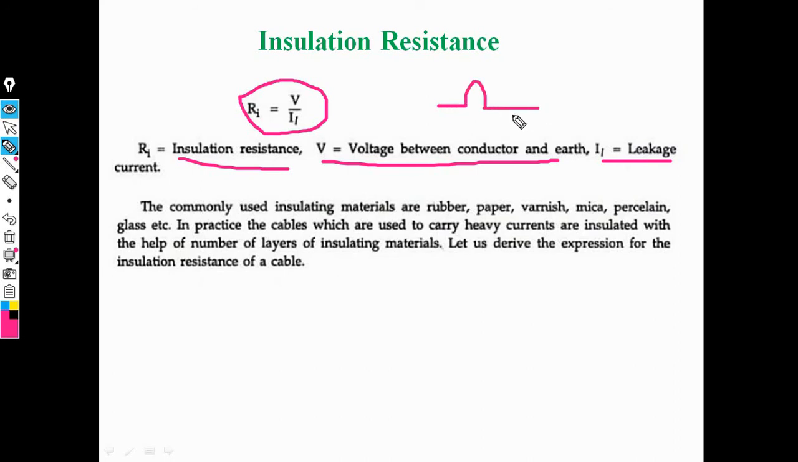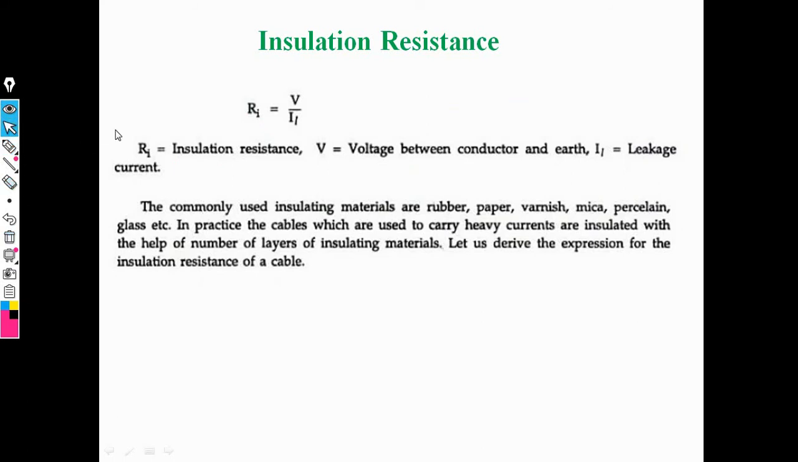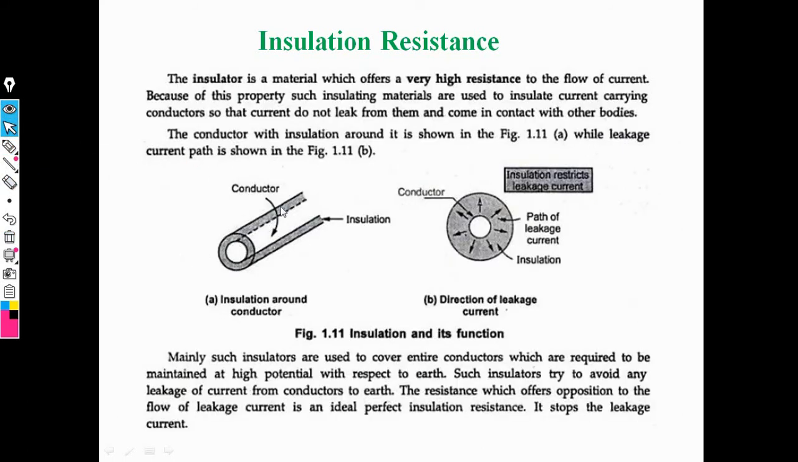Now this is the important insulation resistance concept. Here this is the conductor and this is the insulation around the conductor. This is the path of the leakage current, and the insulation prevents the flow of leakage current. This is the concept of insulation resistance.